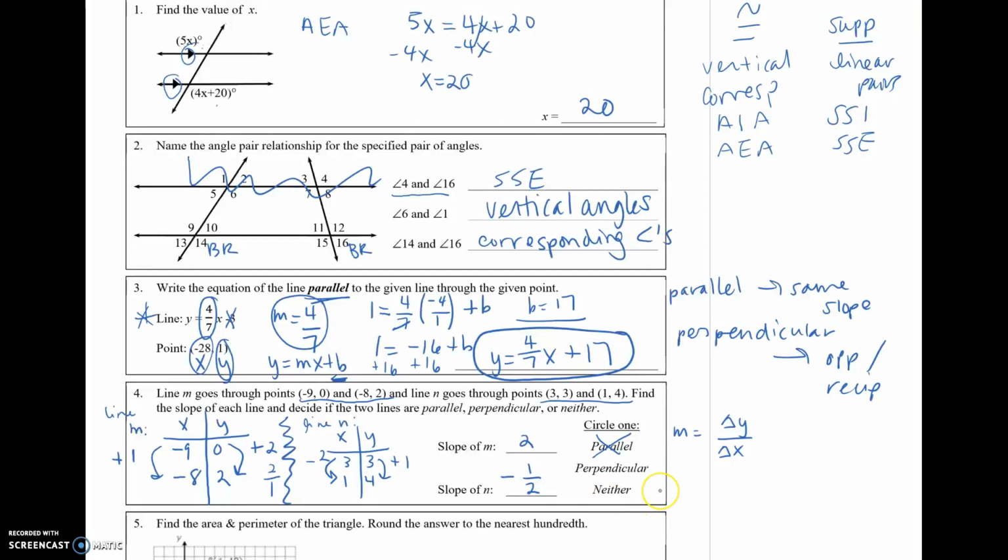So the question then is, are they perpendicular? And remember, that was the same as saying positive 2 over 1. So the answer is yes, they are perpendicular because their slopes are opposite. They have opposite signs and they're reciprocals. So back up here we said opposite reciprocal slope.